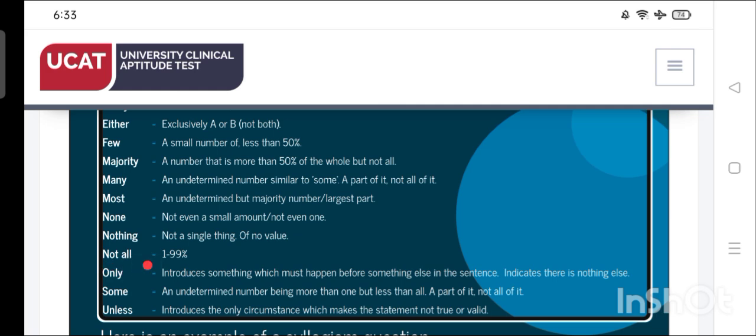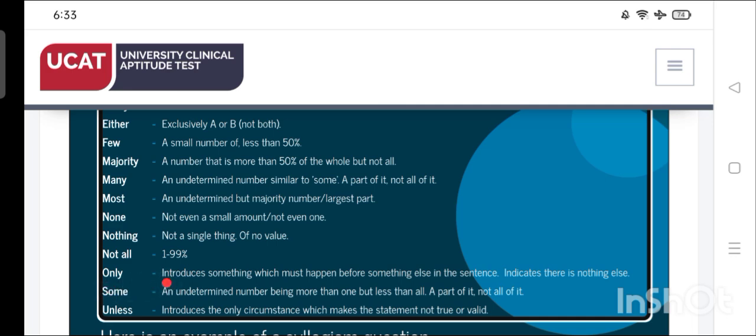Not all, 1 to 99%. Now in that word we have a chance of 1% because it is like 1 to 99%, but not 100%, only up to 99%. So it means we have a 1% chance in that word if we use it with anything. So it's 1 to 99%.